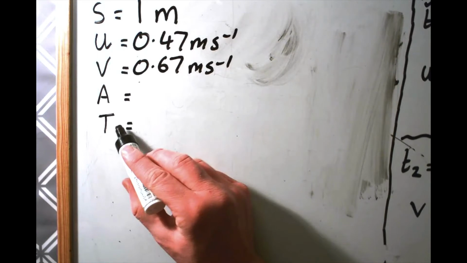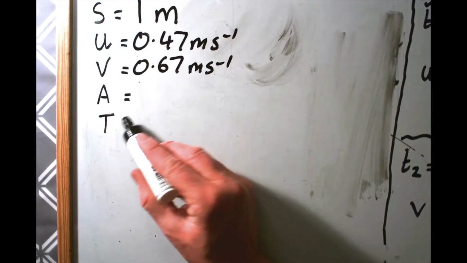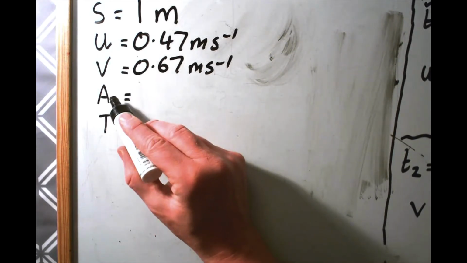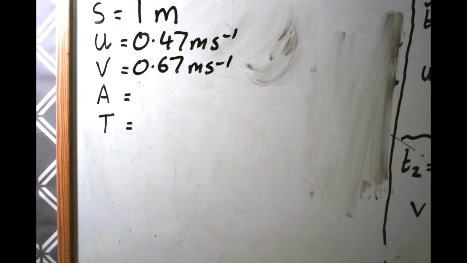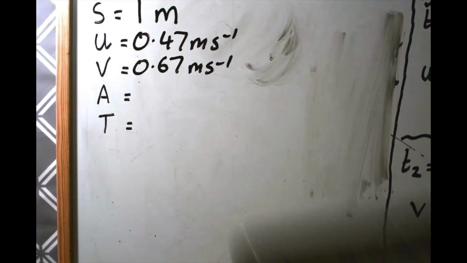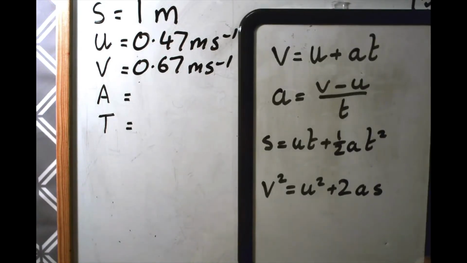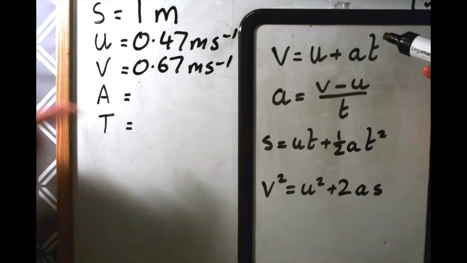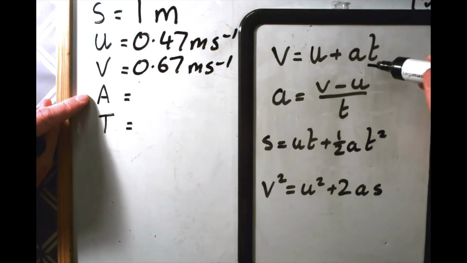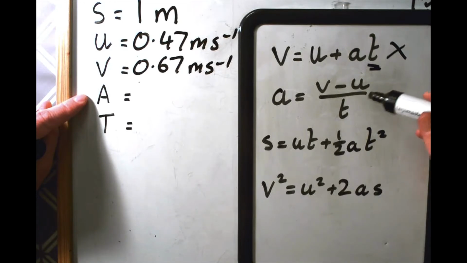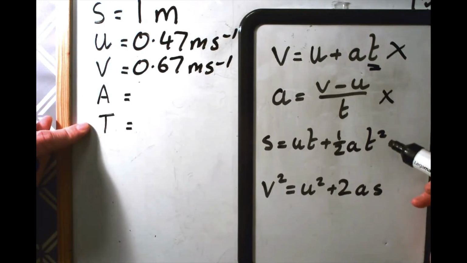Now we don't know the time it took to traverse the two points, and we don't know the acceleration, but that's really what we're looking for. So let's have a look at our SUVAT equations, which I have prepared earlier. We have V equals U plus AT. Let's think about that one. It's got A, which is what we're looking for. We don't know what T is, so that one is no good to us. We have A equals V minus U over T. Again, we don't know T, so that's still no good to us. S is equal to UT plus half AT squared.